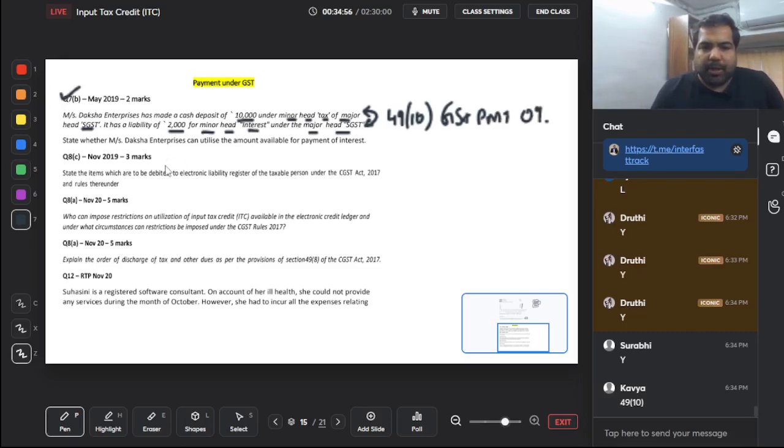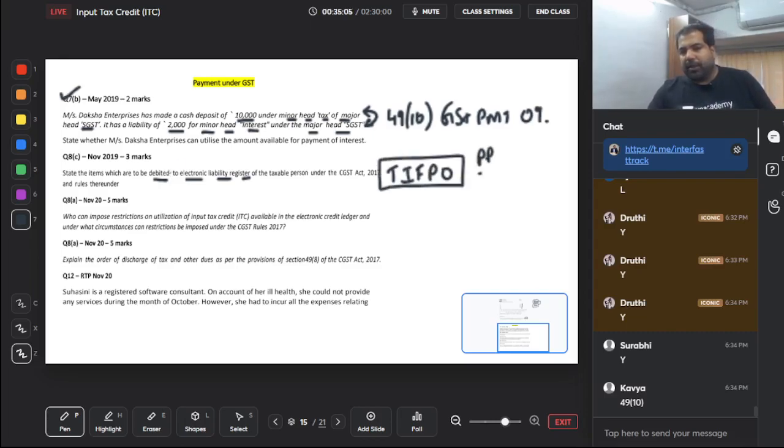State the items which are to be debited to the electronic liability ledger register, TIFPO. All can be debited. And how will you pay? First prior period, then current period, and then determined by the GST officer. This is rule 86A. We will do this tomorrow.